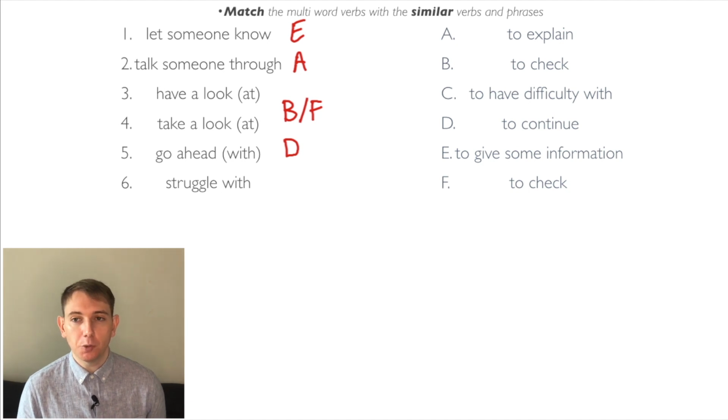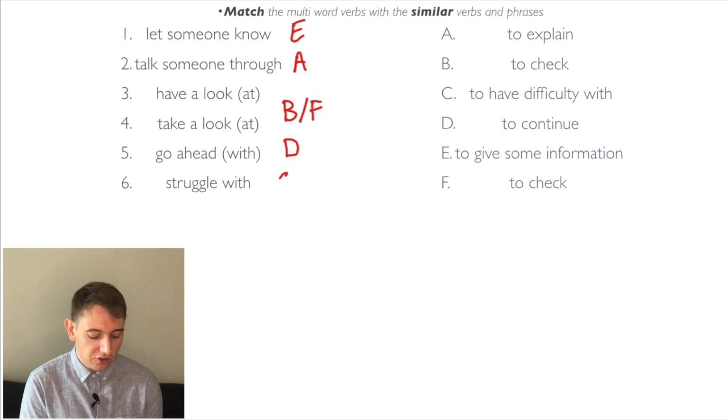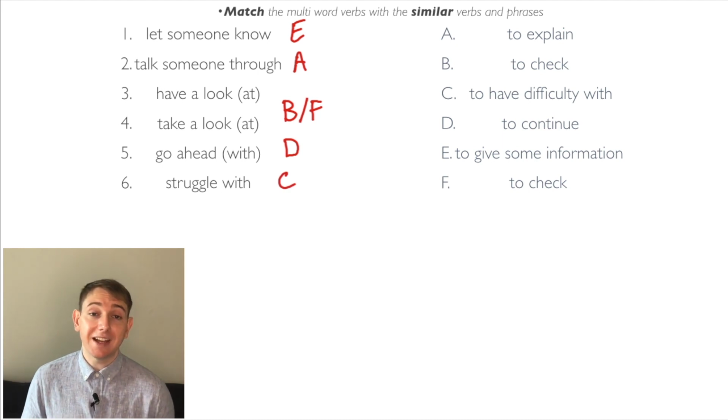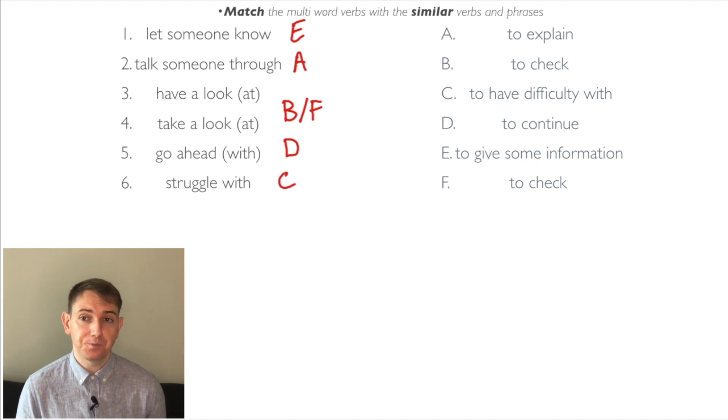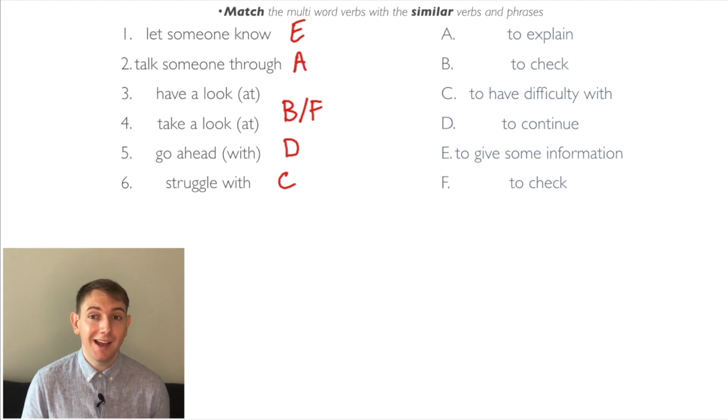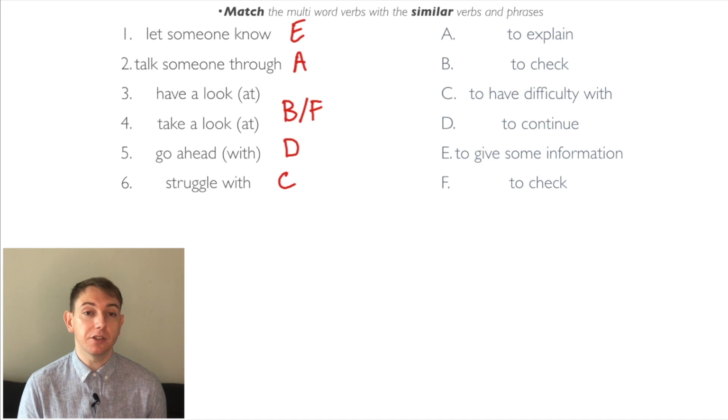The last one, struggle with, that's easy. That means to have difficulty with. To struggle with something means you find it difficult. It's hard to do. Okay, so we might say, with your English studying, I'm struggling with pronunciation, for example. I find it difficult. Or maybe I'm struggling with listening, for example.